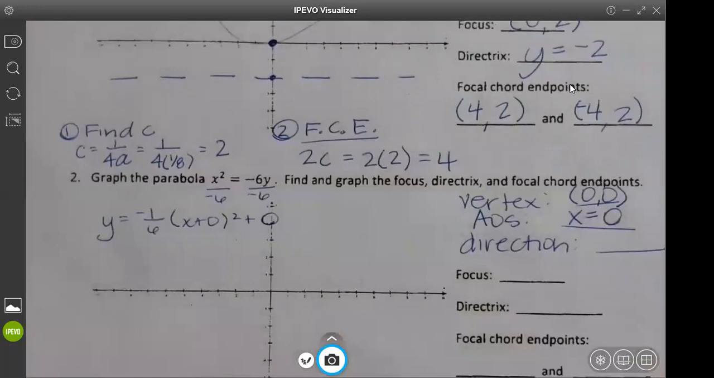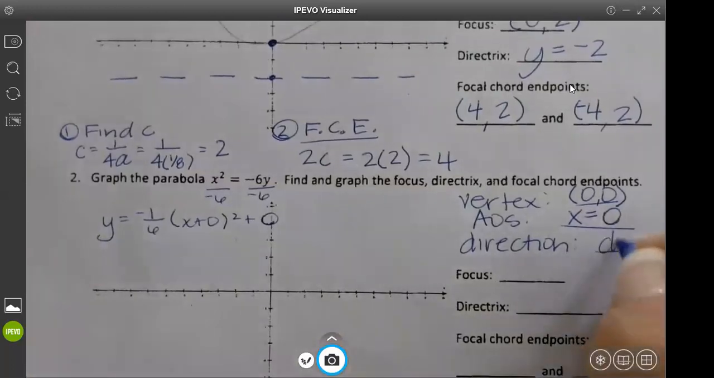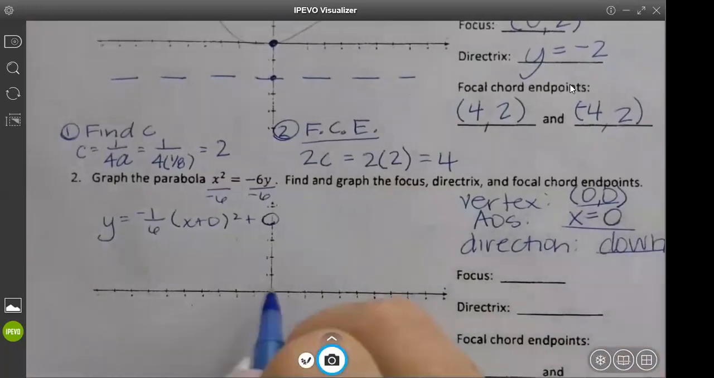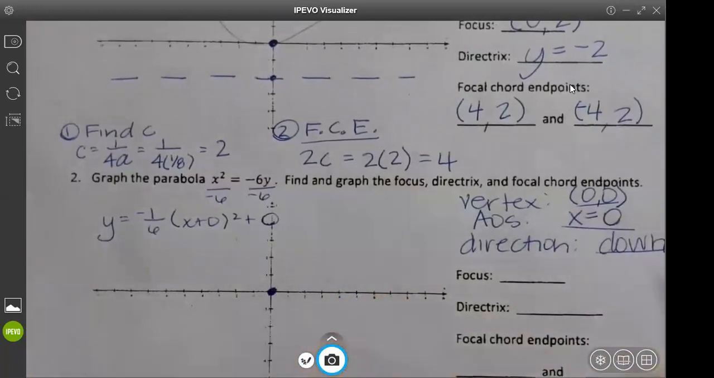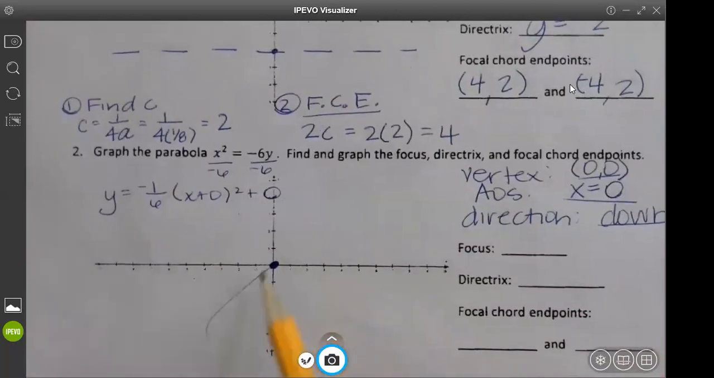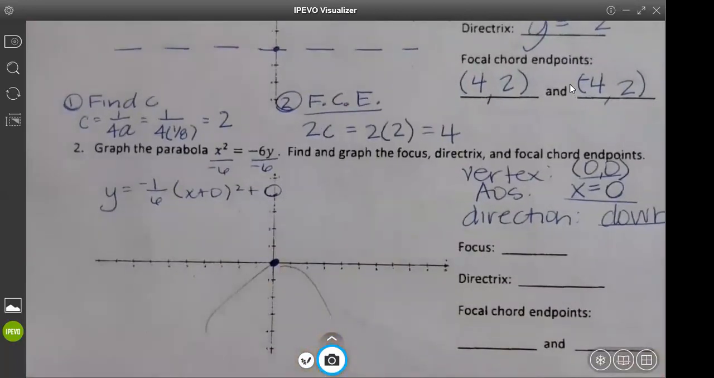What direction does this one go in? Down. The reason we need to know the direction, remember we start at the vertex, and I'm just going to sketch it real quick. The focus goes inside, the directrix goes outside. Okay, so that's why we need to know the direction.